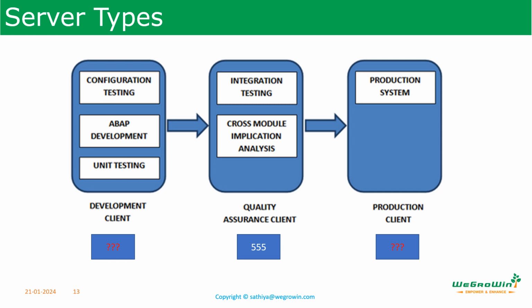So there will be a restricted authorization given to the people, so that they will only perform the specific transactions required for them as per their job role. These are the three servers we will see in any organization: development server, quality server, and production server. But because we are using a test or sandbox system for our course, there will not be three, we will be using only one.